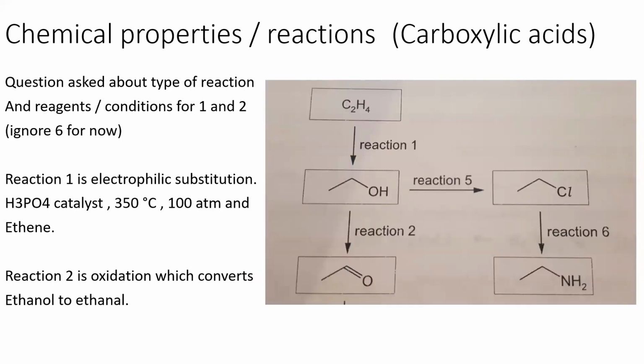Okay, so ignore reaction 6 for this, and let's talk about reaction 1 and 2. So the question asked about the type of reaction and reagent conditions used for 1 and 2. So reaction 1, that's electrophilic addition. So it's not supposed to be electrophilic substitution. Electrophilic addition. So this is an alkene becoming an alcohol. So what do we use here? So H3PO4 catalyst, 350 degrees Celsius and 100 atm, and ethene, which is the alkene. And reaction 2 is oxidation, which converts ethanol into ethanal.